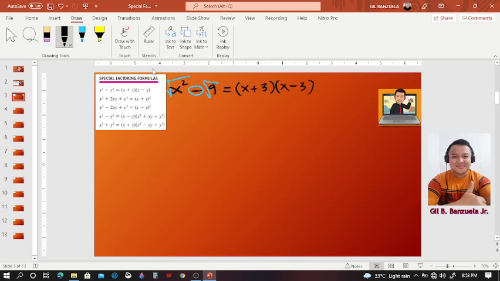Hindi palaging plus yung nauuna, pwede rin namang minus, no? Ayan. And this is our final answer. So, ganun lang siya kadali, guys. Okay, so let's try another one.